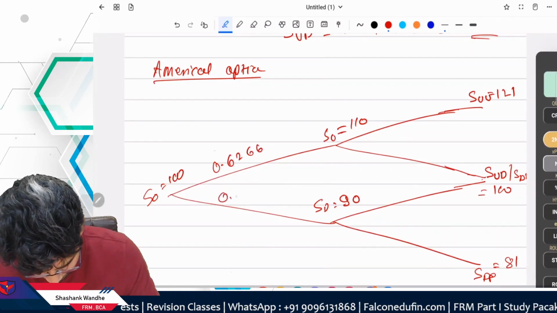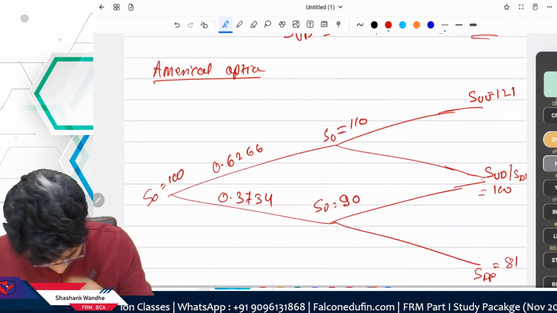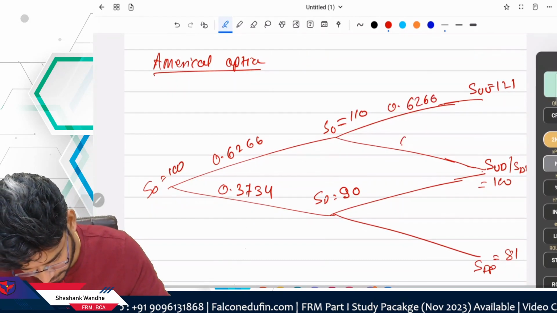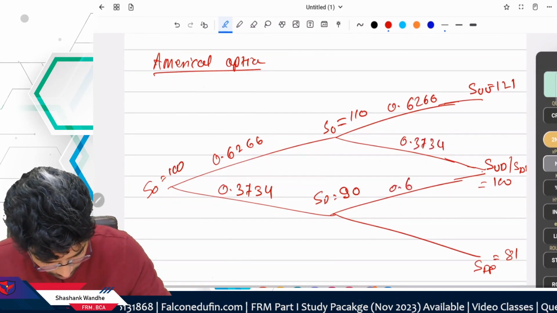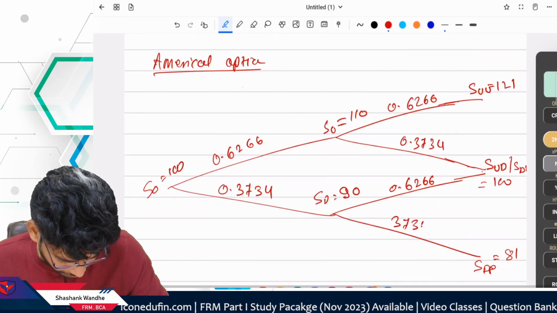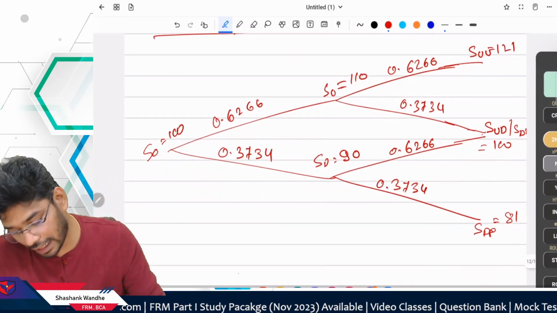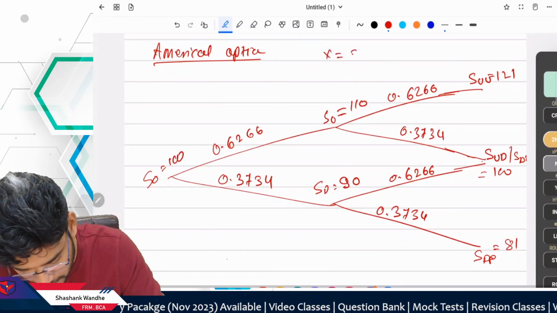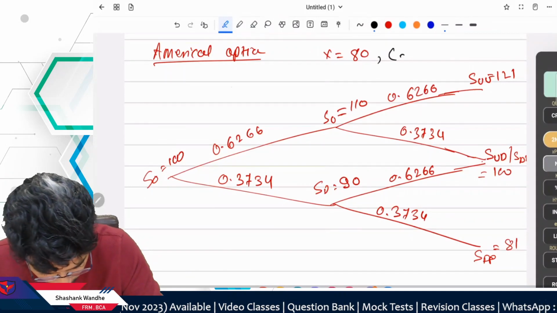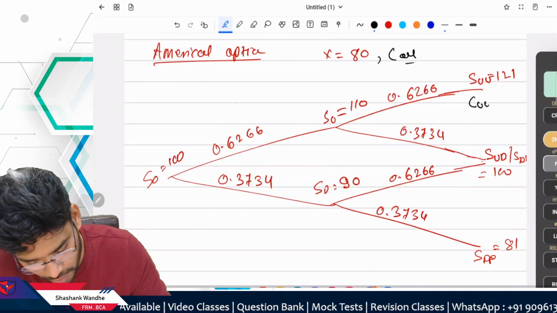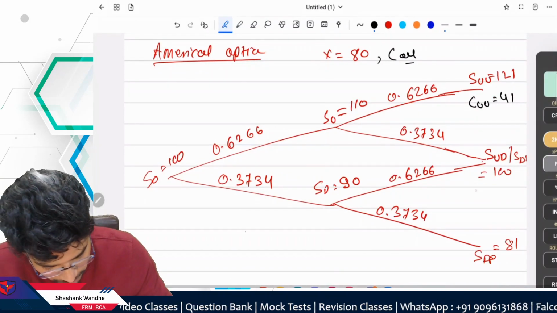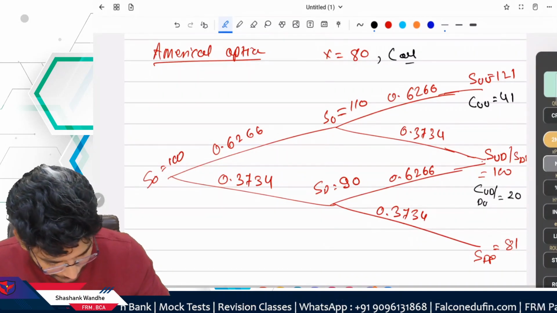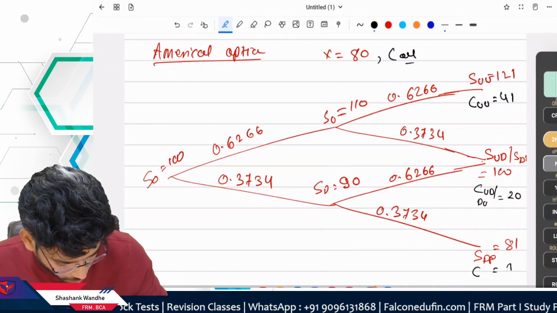So these are our probabilities, 0.6266 and 0.3734. Now for the calculation of American option, first we have to calculate the payoffs. The option strike price is 80, and the type of option is call option. So here CUU is equal to 41, then CUD and CDU is equal to 20, and here CDD is 1.